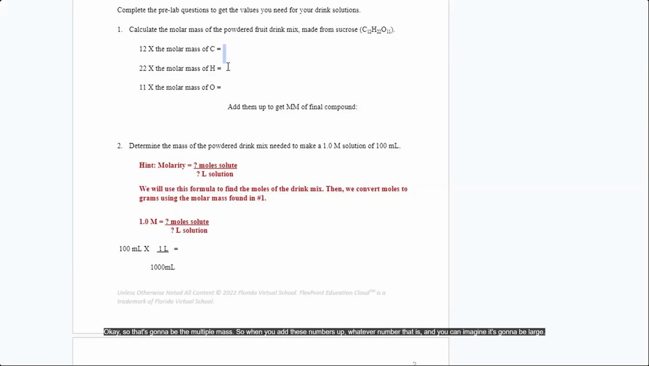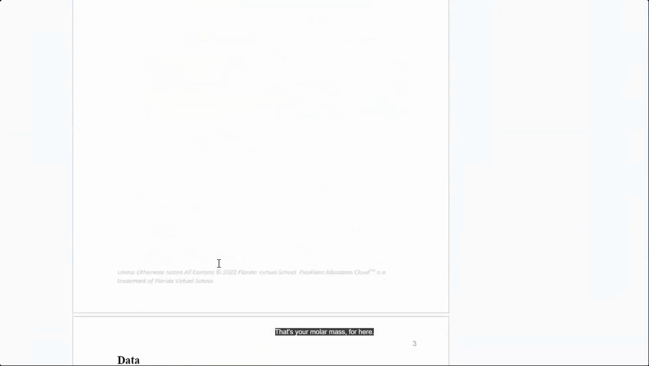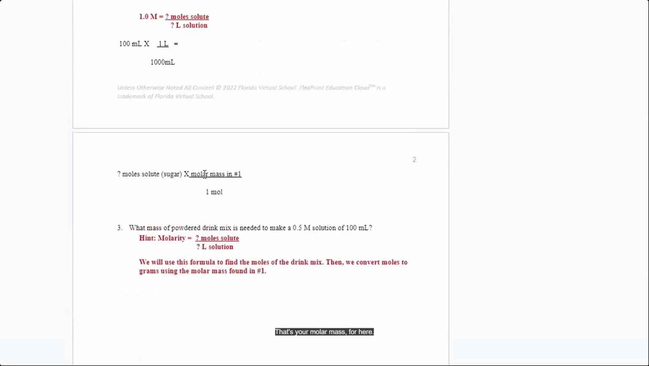So when you add these numbers up, whatever number that is, and you can imagine it's going to be large, that's your molar mass. So solve for number of moles, and then convert that moles to mass by using the molar mass, equals question mark grams solute. There you go. So that's a quick, easy way of how to do that.